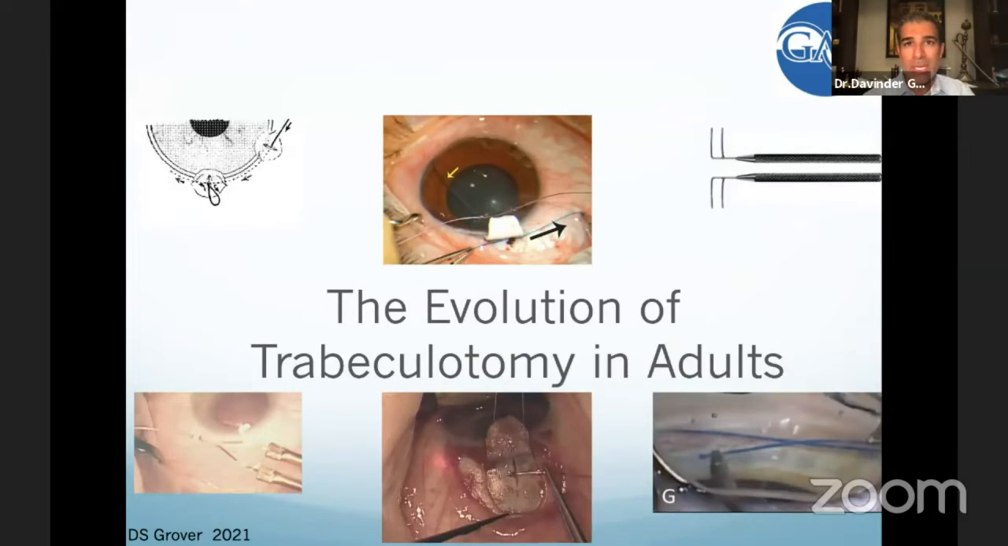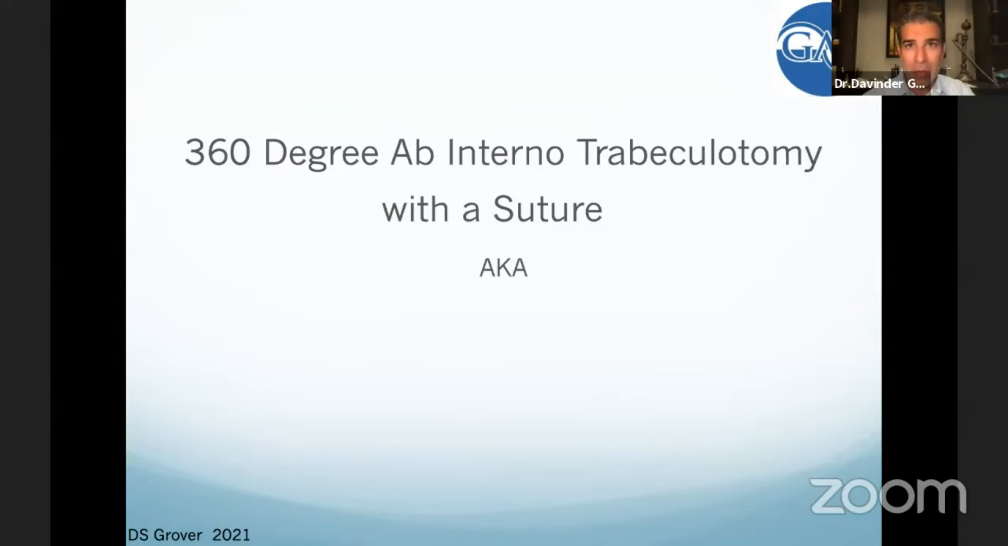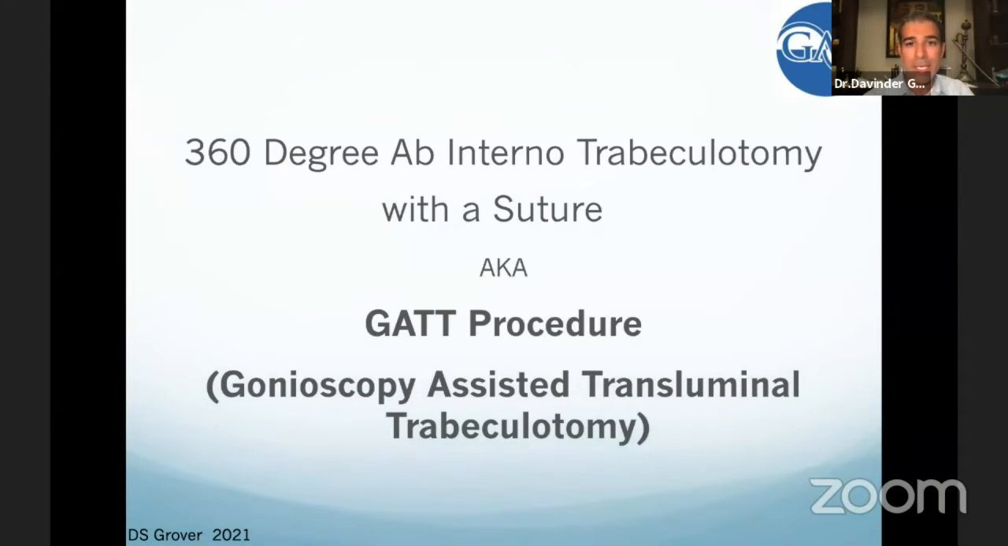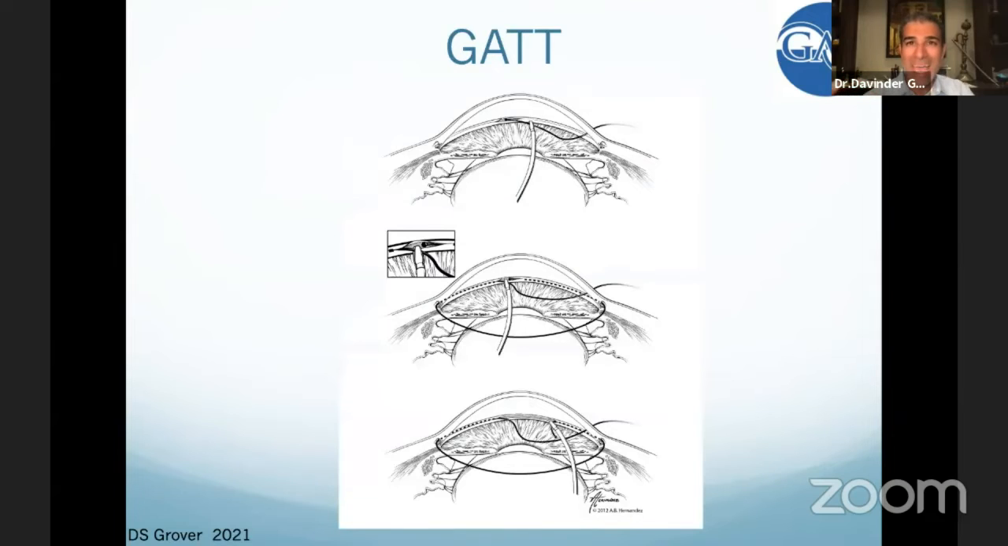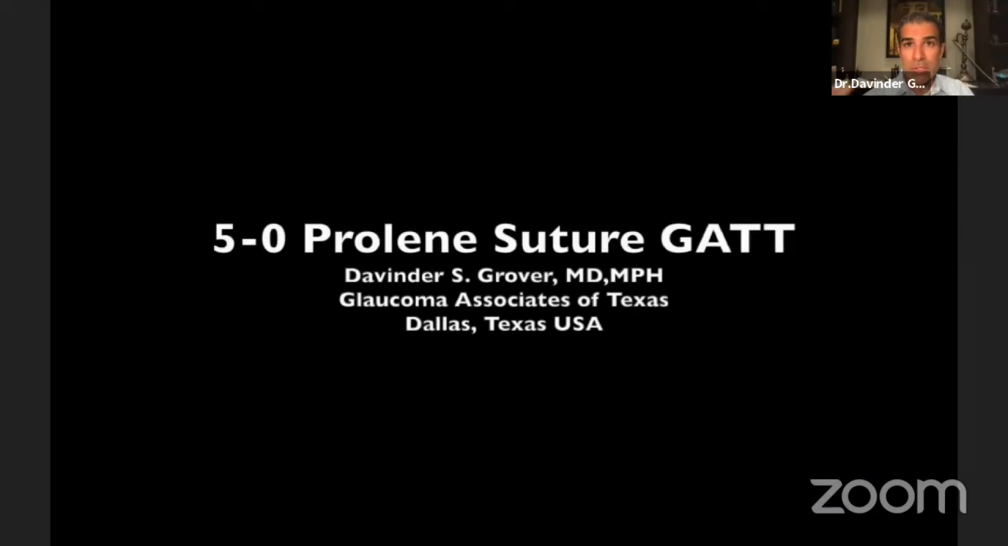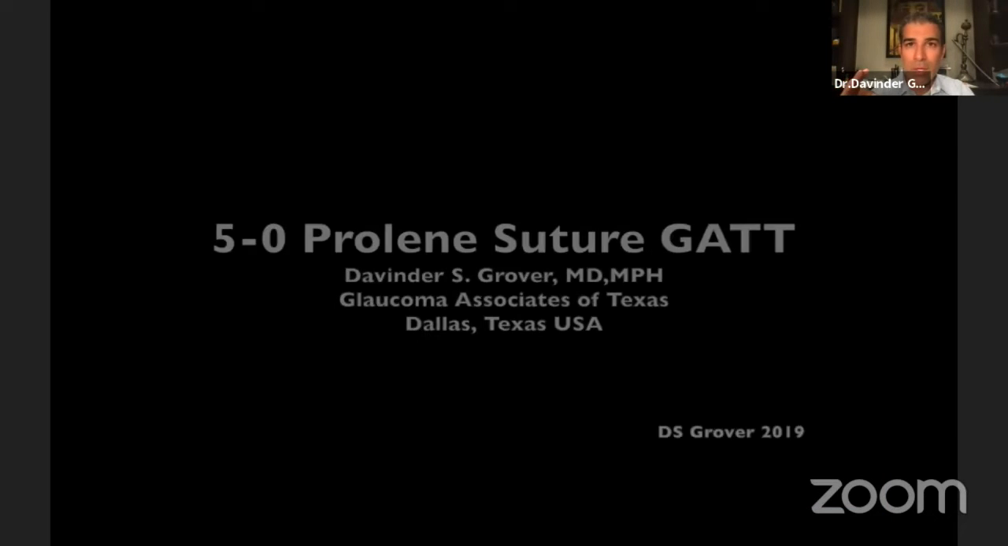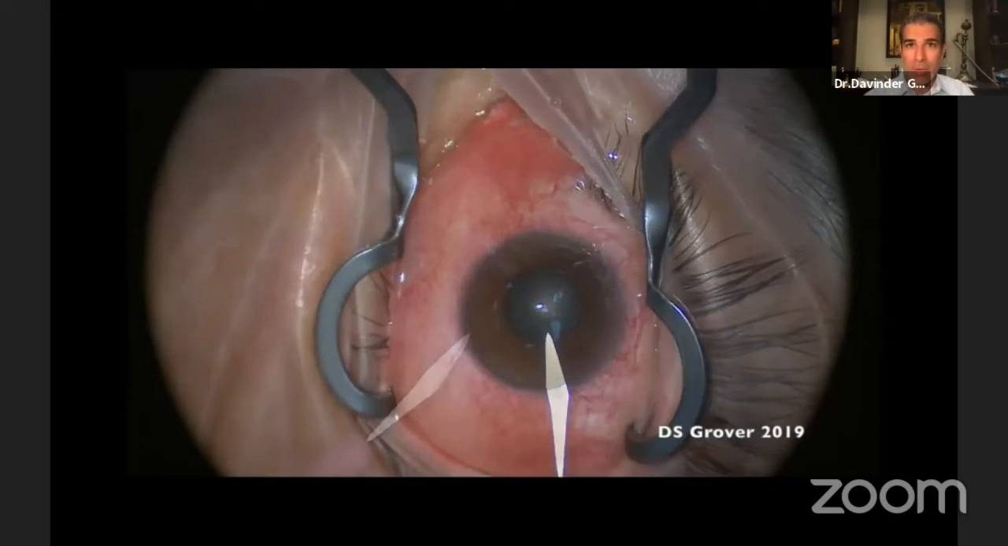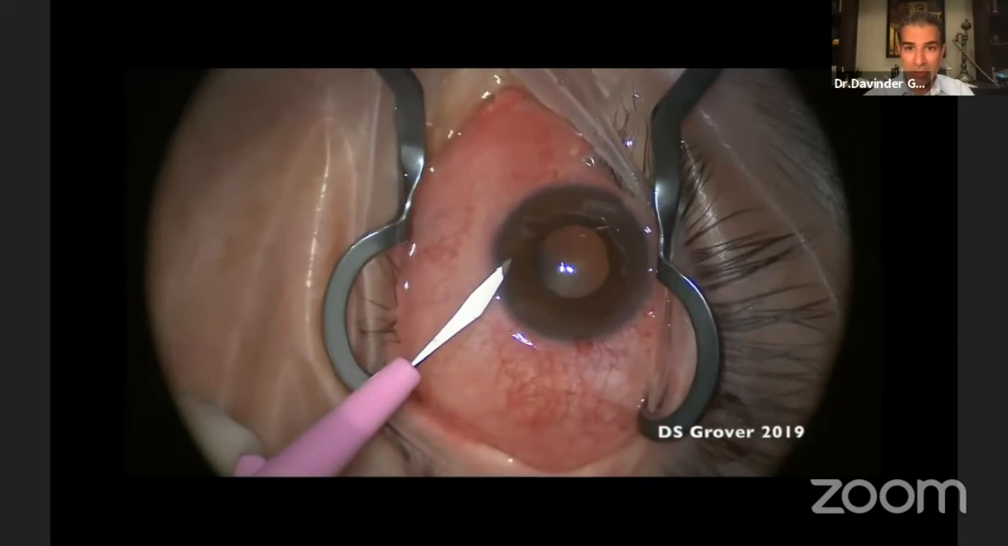We're talking about really an evolution of trabeculotomy that we're witnessing in this day and age. What I want to introduce to everybody is something called GAT, which is an ab interno suture trabeculotomy, making a 360-degree circumferential trabeculotomy through 2 small paracenteses with a 5-0 Prolene suture. Now here's a video, and for those that are skilled or learning angle surgery, I'll show you some goods and some bads of this video.